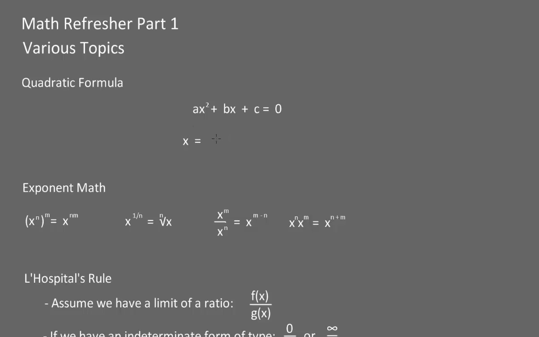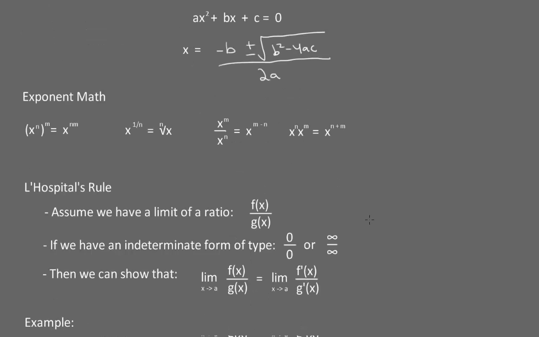So the equation to find the roots, or the quadratic formula, is negative b plus or minus the square root of b squared minus 4ac all over 2a. This comes up in many SOA questions and is often part of at least one question on the exam.